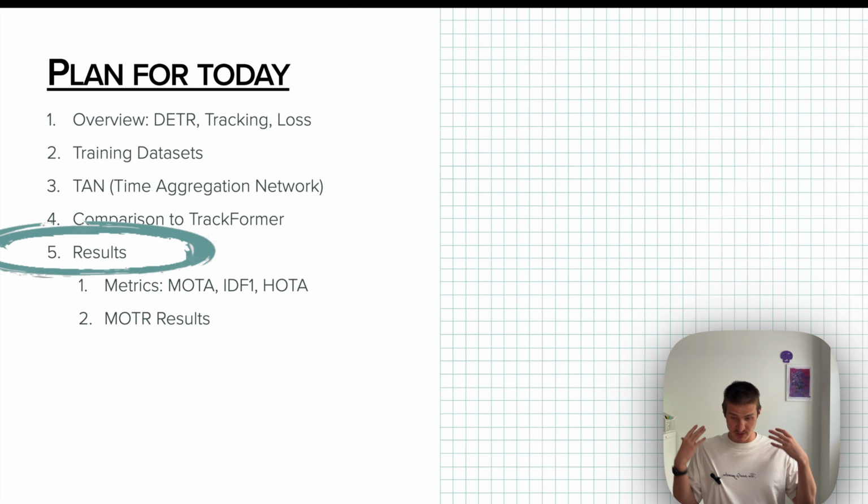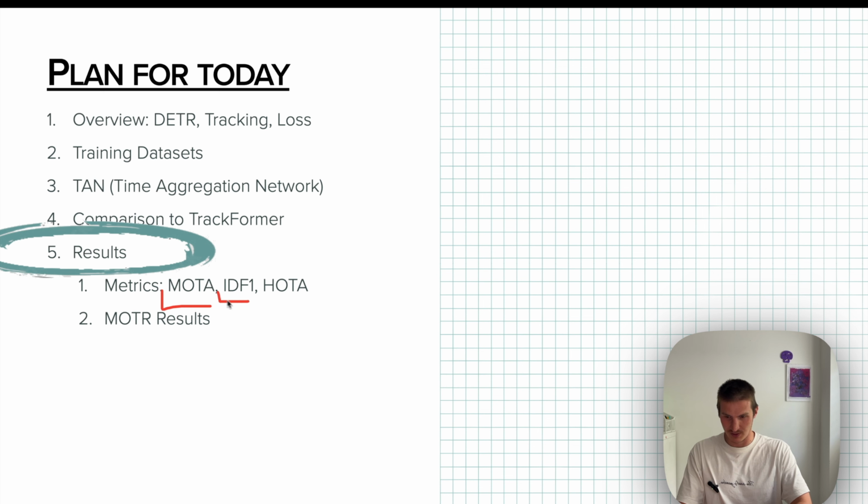Now let's talk about the results. It's quite a complicated topic because of the mess with metrics that was going on in recent history. To actually understand what is better, MOTR or TrackFormer, and what the current state of the art is, we need to understand what metrics we have, and then discuss the results.